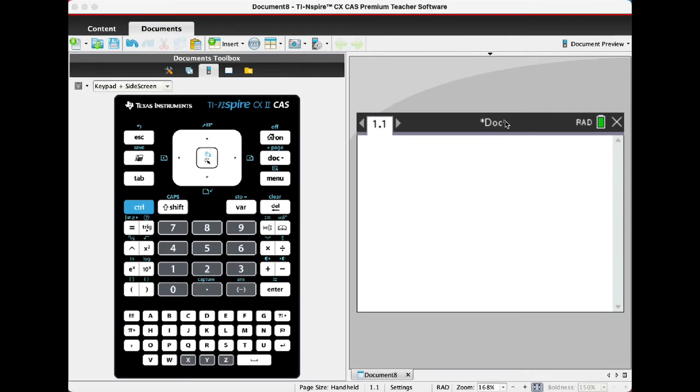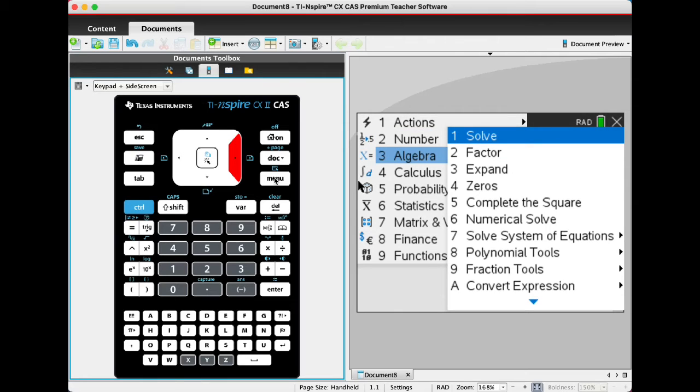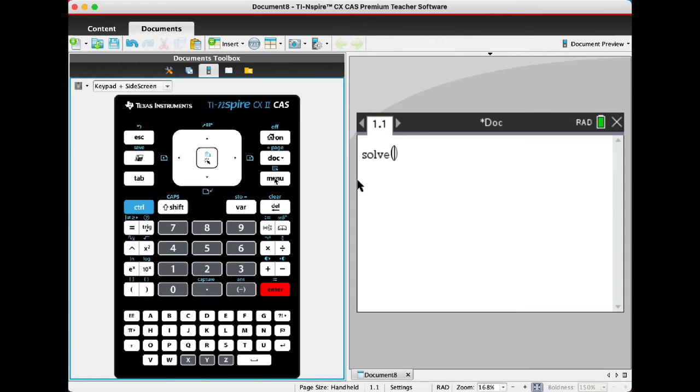To solve this equation, we go to Menu, from Menu to Algebra. To solve, we type in the equation 2a minus 4b equals 8. We were asked to find an expression for a, so we're solving for a, so comma a, press return, and we have got a equals 2b plus 4.